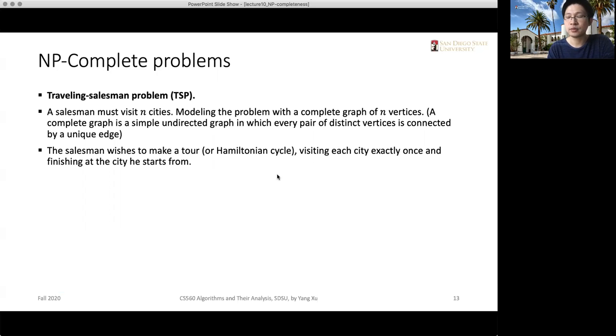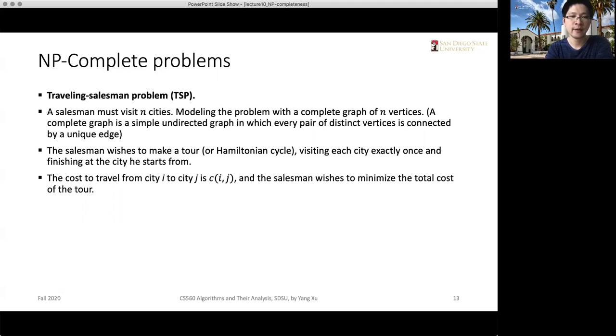Okay, so the salesman wishes to make a tour or a Hamilton cycle, right? A Hamilton cycle means that we visit each vertex once and finish at the city he starts from. Okay, and the cost of travel between two cities is given by this function, the c function. So the goal is to minimize the total cost of the tour. We not only want to visit each city exactly once, but we also want to minimize the cost. In this example we can find a solution, right?